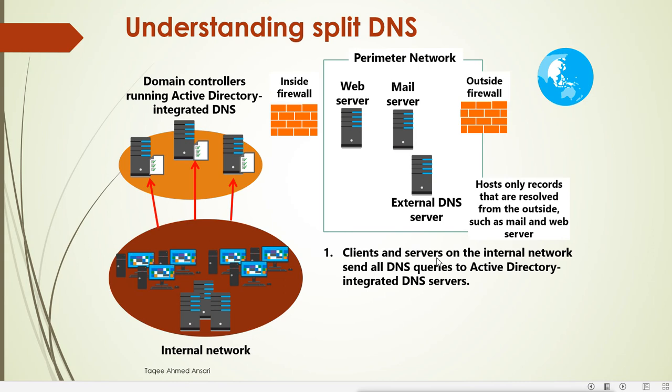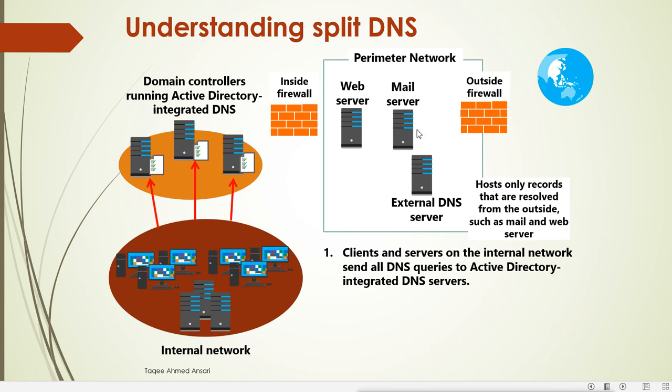Now what is the architecture we have for the secure environment? This is our internal network where all our internal users and internal servers are. Then we have the internal domain controllers running Active Directory integrated DNS servers also. All these things are in our internal network. This internal network is secured by the firewall, which filters the traffic coming from outside. After the firewall we have the DMZ zone, or we can say the perimeter network.